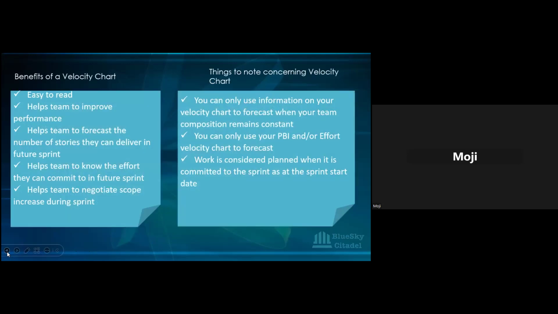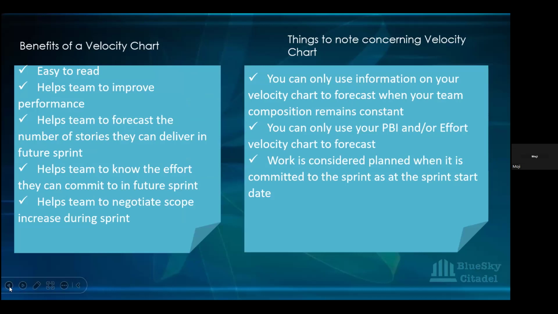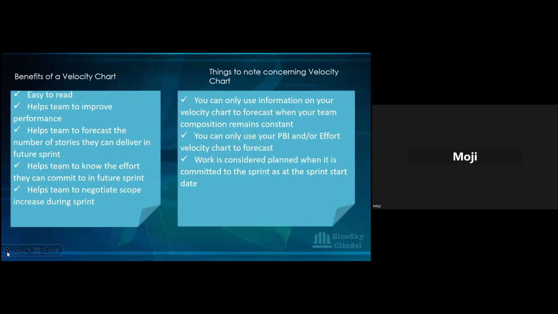Another thing you need to consider when using your velocity chart to give information is you can only use your PBI or your effort for your velocity chart. You can't use your task, because for the task, remember, you didn't story point your task.